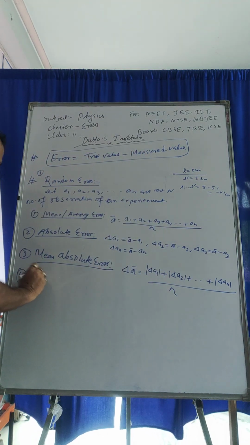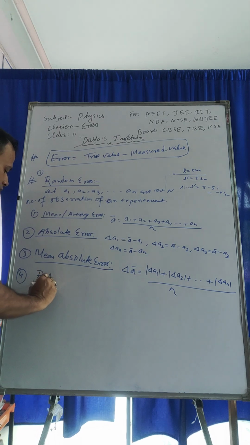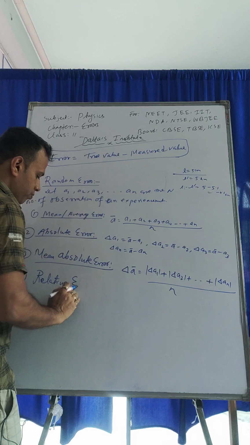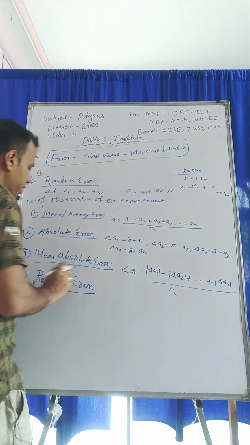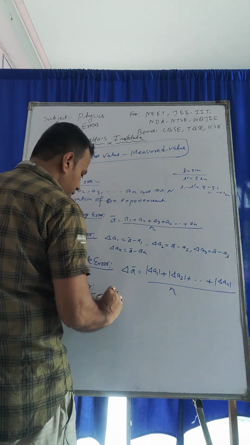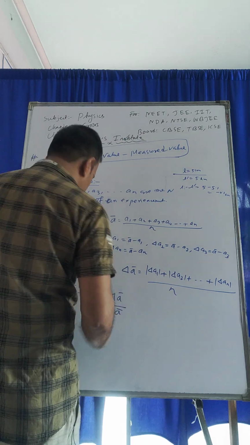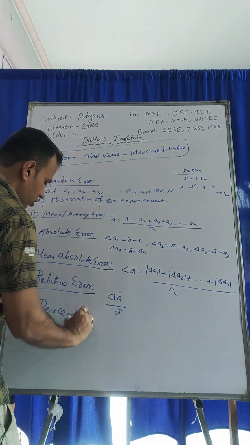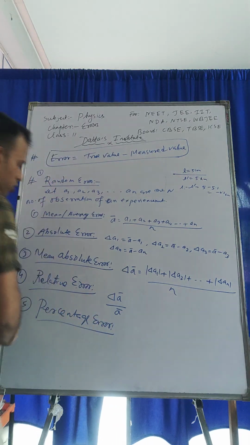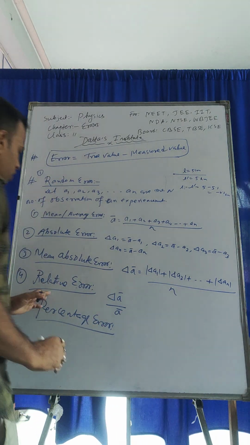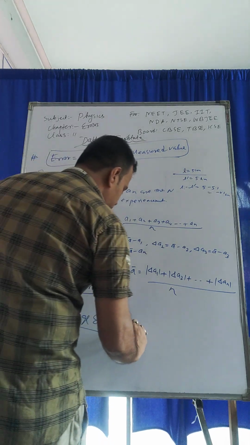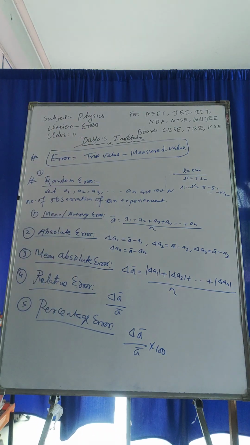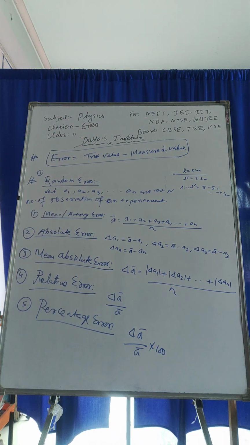Number 4 is relative error. Relative error is nothing but the ratio of mean absolute error and mean, that is delta a bar by a bar. Next one is percentage error. So what is percentage error? For percentage error, you just multiply the relative error by 100, so it becomes delta a bar by a bar into 100. So these are all the formulas of random errors.